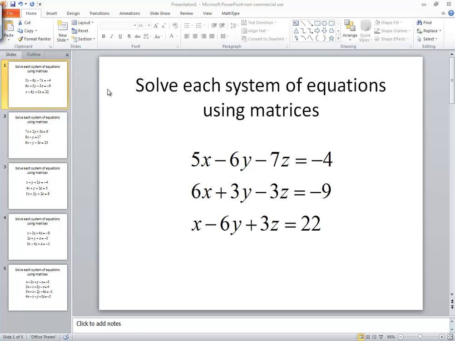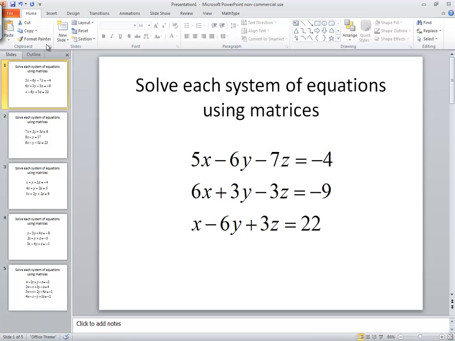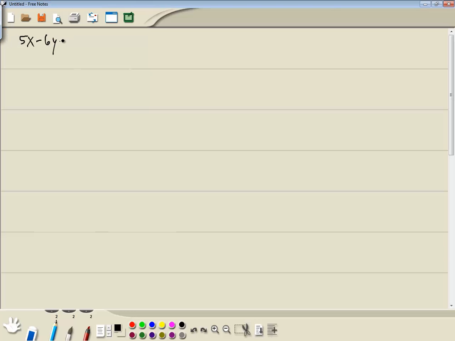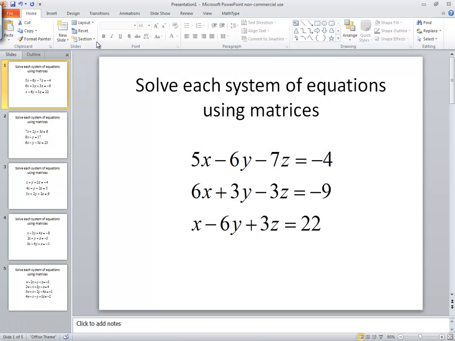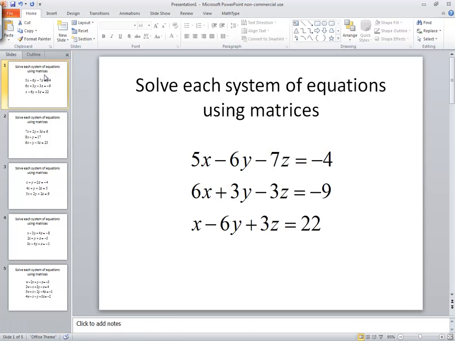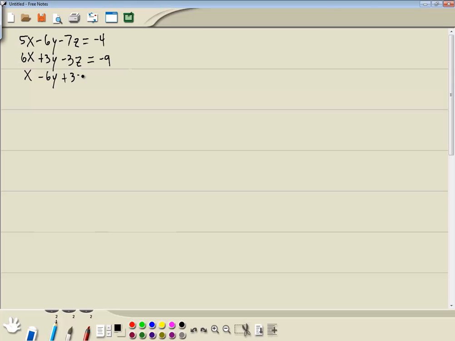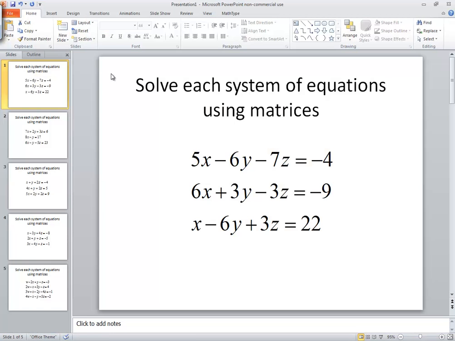Let's solve this problem. Solve each system of equations using matrices. So we got 5x minus 6y minus 7z is equal to -4. 6x plus 3y minus 3z is equal to -9. And x minus 6y plus 3z is equal to 22. Now let me double check all my signs here.